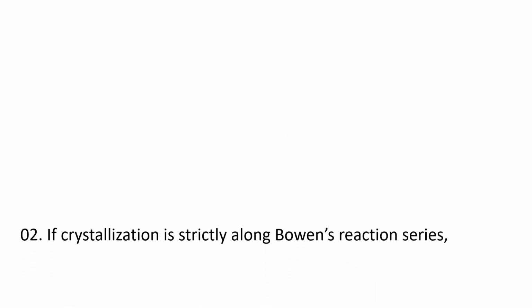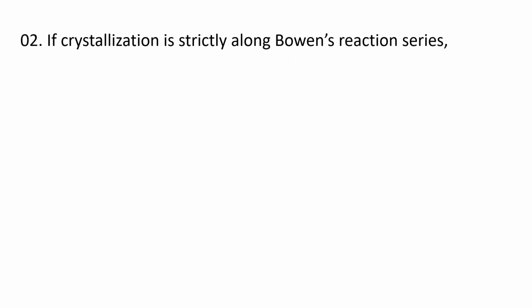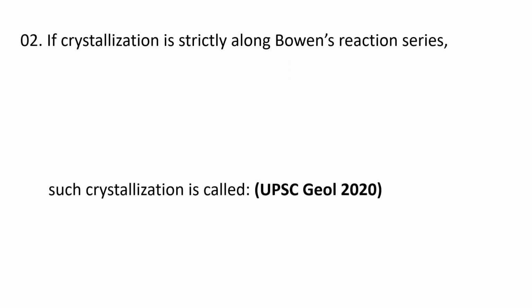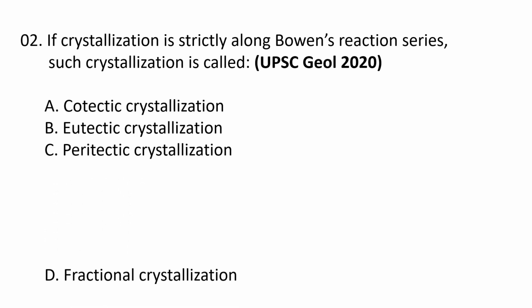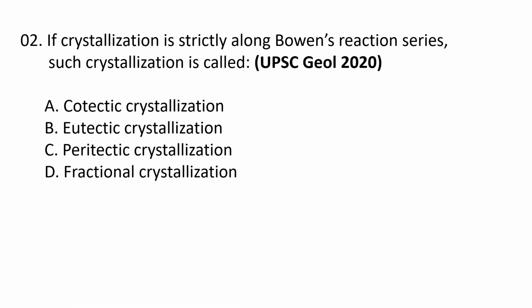Coming to the second question. If crystallization is strictly along Bowen's reaction series, such crystallization is called. Choices are A. Cotectic crystallization, B. Eutectic crystallization, C. Peritectic crystallization, D. Fractional crystallization. The correct answer is A. Cotectic crystallization.